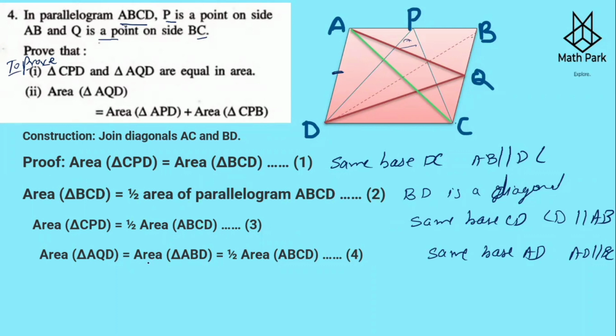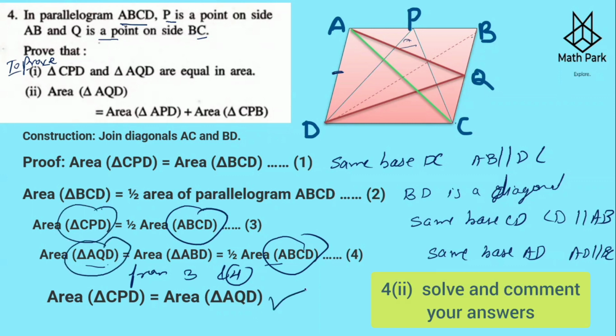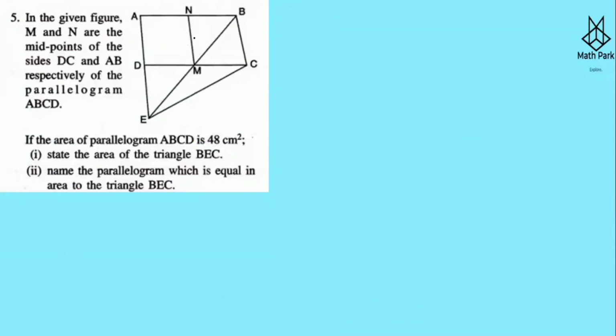So two theorems are used here. Areas of triangles on the same base and between the same parallels are equal, and the area of a triangle on the same base is equal to half the area of the parallelogram on the same base and between the same parallels. Got that? So from equations 3 and 4, both of them have ABCD. So this is how you get area of CPD is equal to area of AQD, and we are done with question number 4. Question number 5.